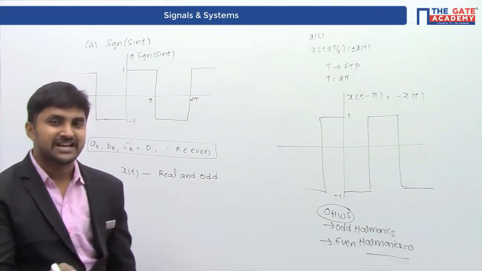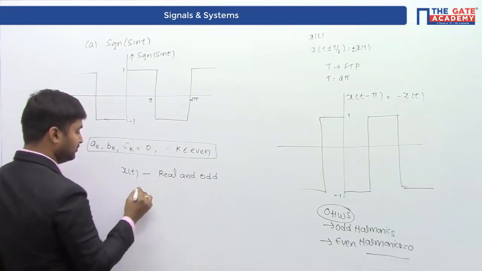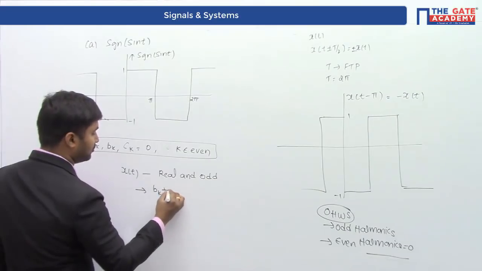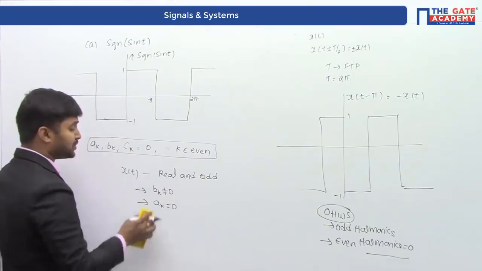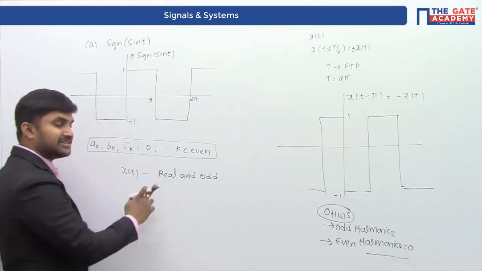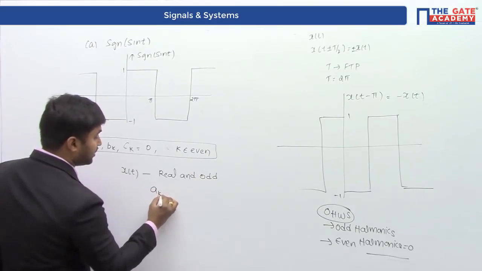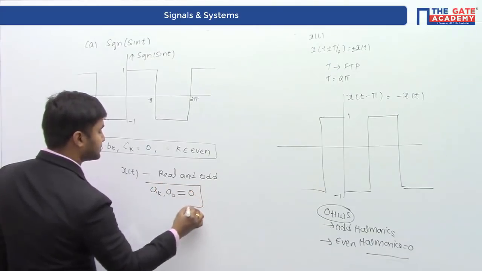The nature of the signal is that it is going to be real and odd. Whenever the signal satisfies real and odd, the value of BK will not be equal to 0 and the values of AK will be equal to 0. Especially, I should say, whenever the signal is real and odd, the values of AK and A0 will always be equal to 0. This is a very important point.